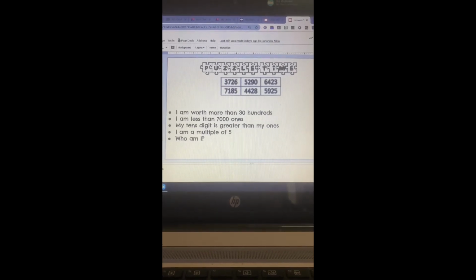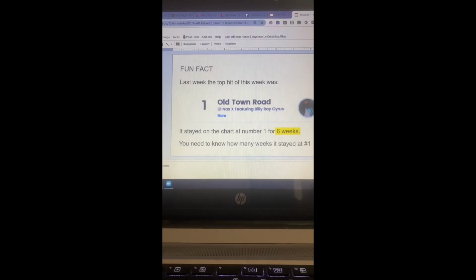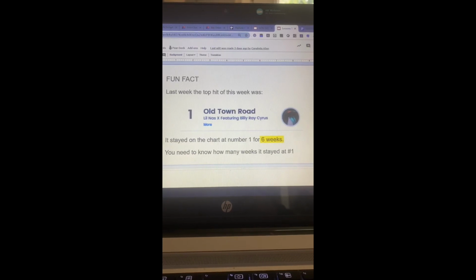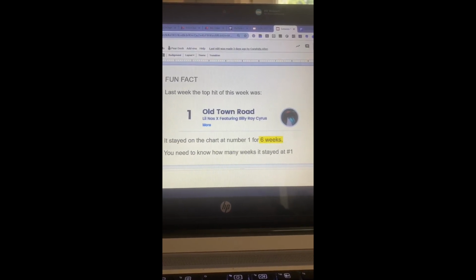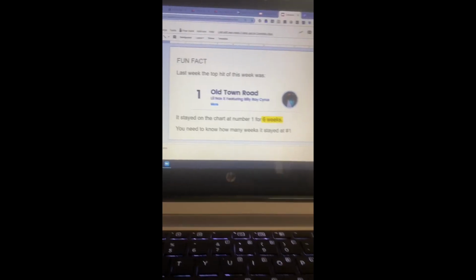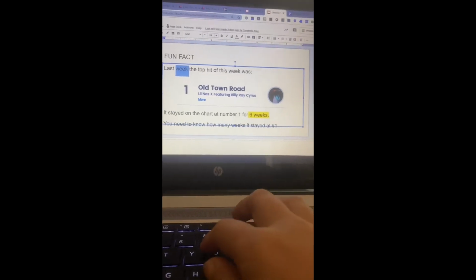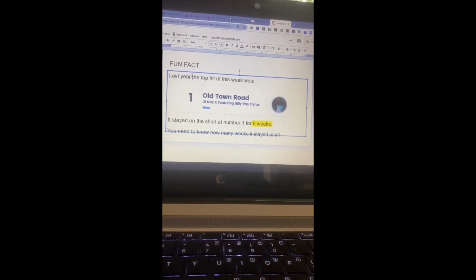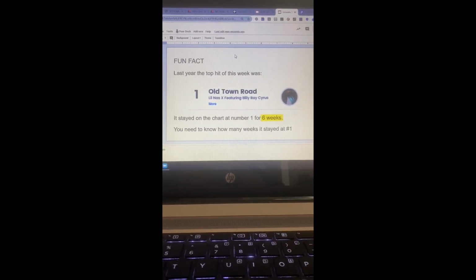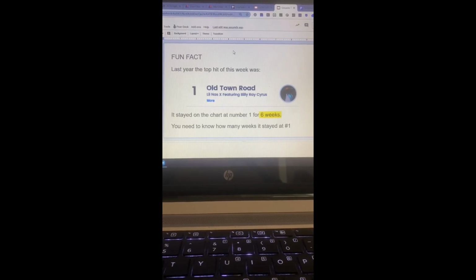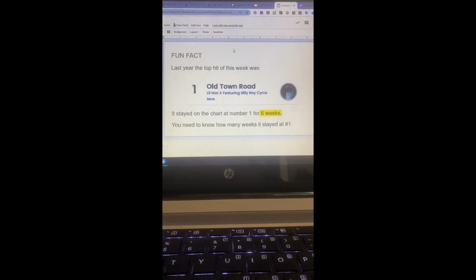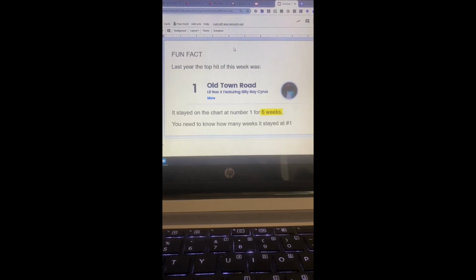All right, before you have that long weekend, the last thing you need to know is your fun fact for the day. Last year, the top hit of this week was Old Town Road. It stayed on the chart at number 1 for 6 weeks. You need to know how many weeks it stayed at number 1. So Old Town Road stayed at number 1 for 6 weeks.